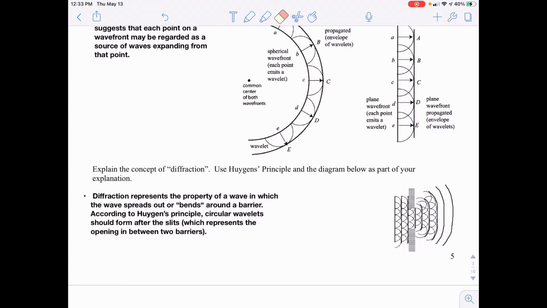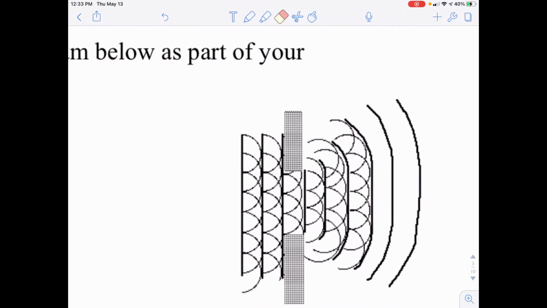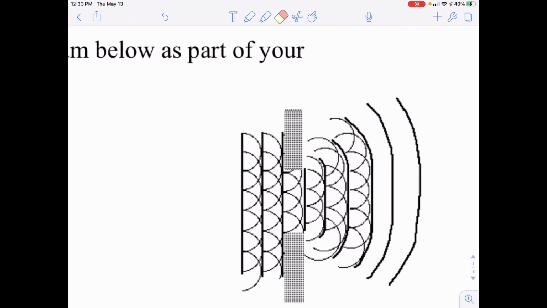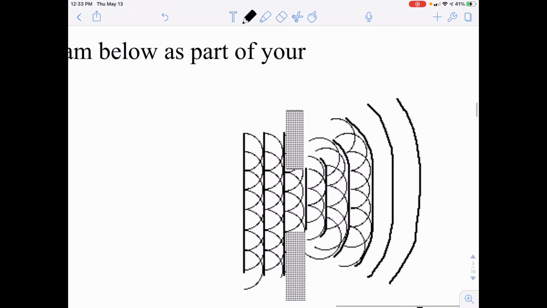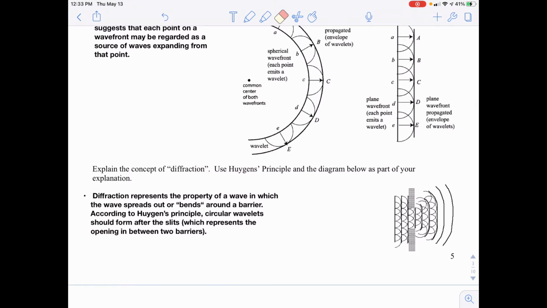So let's take a look at Huygens' principle and see how that can be used to demonstrate diffraction around both sides of a barrier. If a wave passes through a slit like this, how does Huygens' principle show diffraction around this side and around this side to create circular waves through the opening? Let's take a look at a short video.